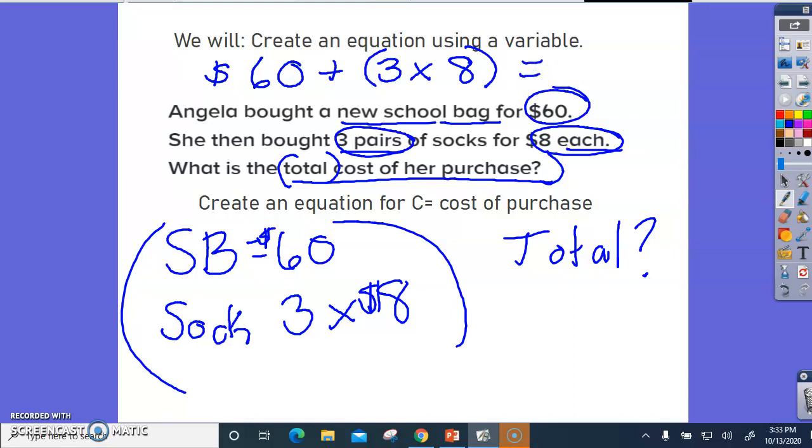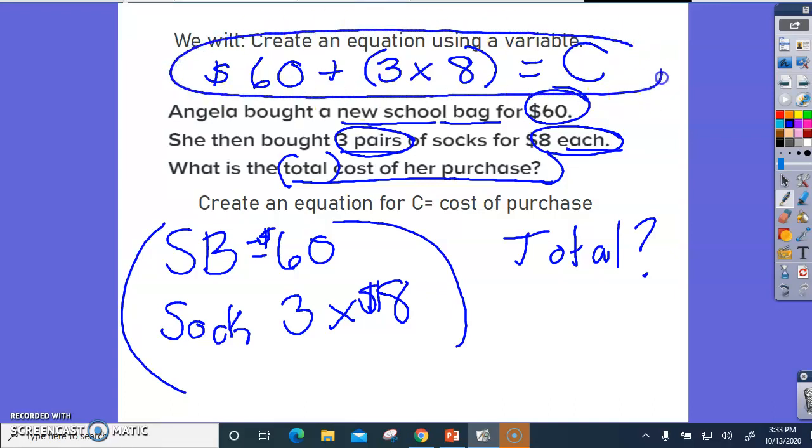But I don't have to do all of that work today. I simply just want to build the equation. So all I have to do is my C. And I've created the equation. Create an equation for C, the cost of the purchase. And did I use all my information? $60 on the backpack, 3 pairs of socks for $8 each. And I'm looking for the total cost. If I do these steps, there's my equation. That is all we are doing. If you want to pause the video here, you can, but you don't have to because we're going to practice a few on our own.